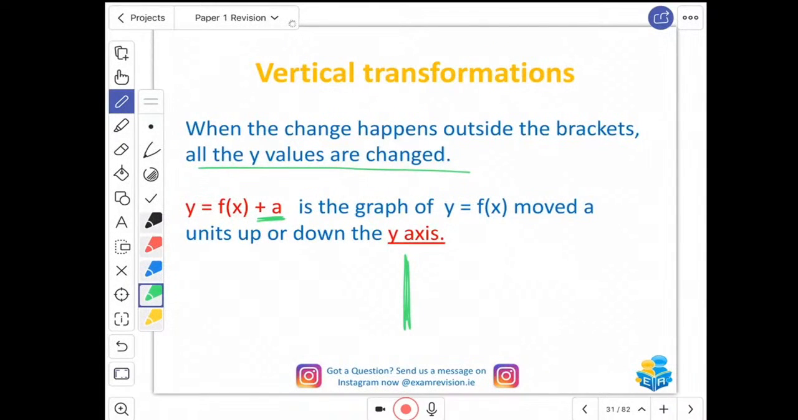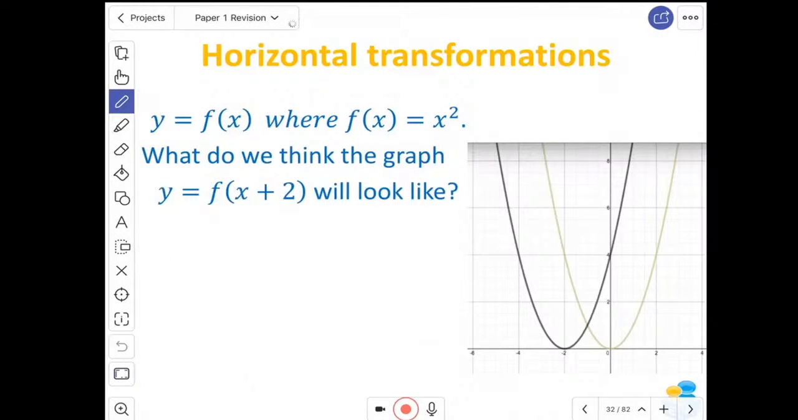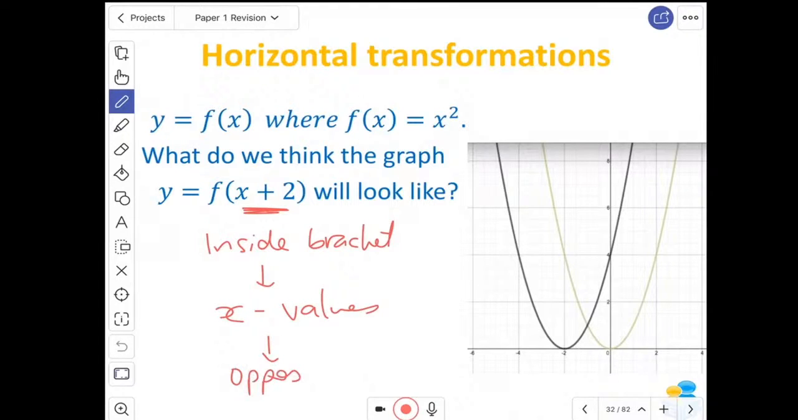Okay. The next one then is horizontal transformations. That's when the change happens inside the bracket. So again, I say to my students, it's inside the bracket. That means it's going to change not your y values, it's going to change your x values, but it's going to do the opposite of what you think it's going to do. So when it says plus 2, it actually means minus 2. And think about where your x-axis is. It's obviously the horizontal axis, so that's why this is a horizontal transformation. We can see in this example, it actually moved 2 to the left, even though instinctively we would have thought it would move 2 to the right.